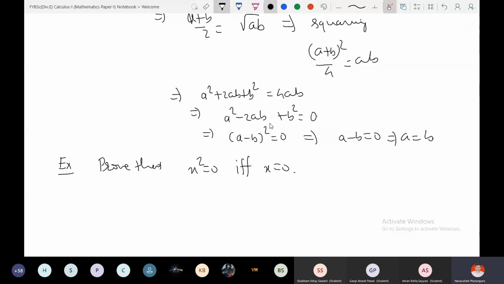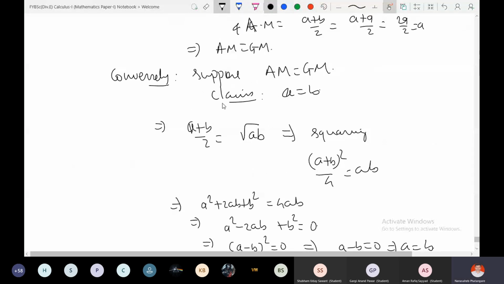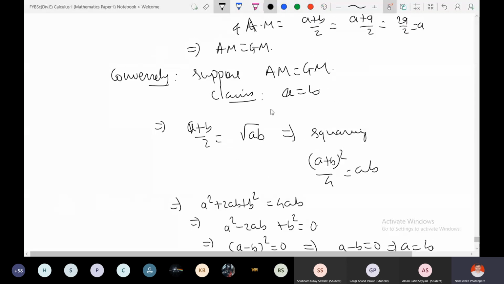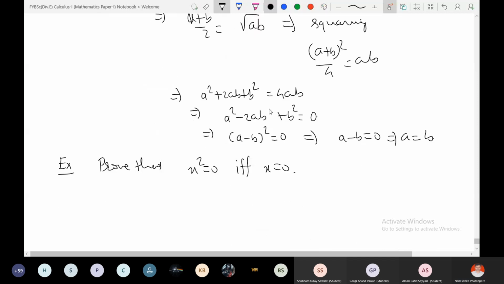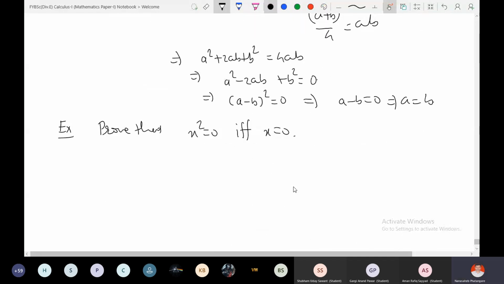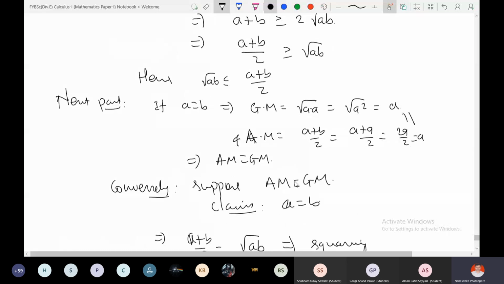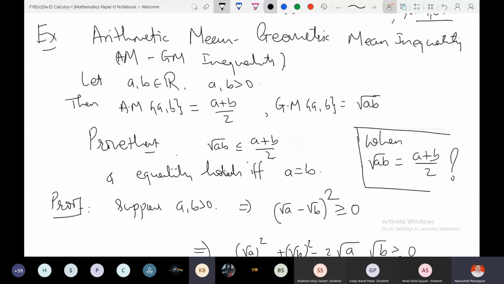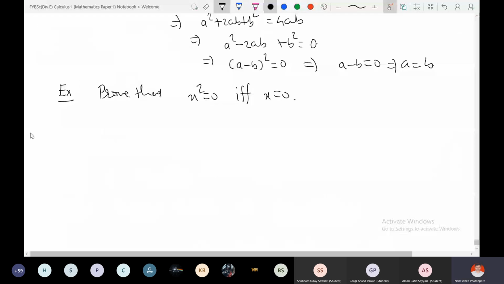Right. So if arithmetic mean is equal to geometric mean, then the numbers are equal, or if the numbers are equal, then arithmetic mean and geometric mean are the same. Fine. So is it clear? The second part: equality holds if and only if the numbers are equal. We'll give the complete proof of this. Fine. Now this is again one more exercise.